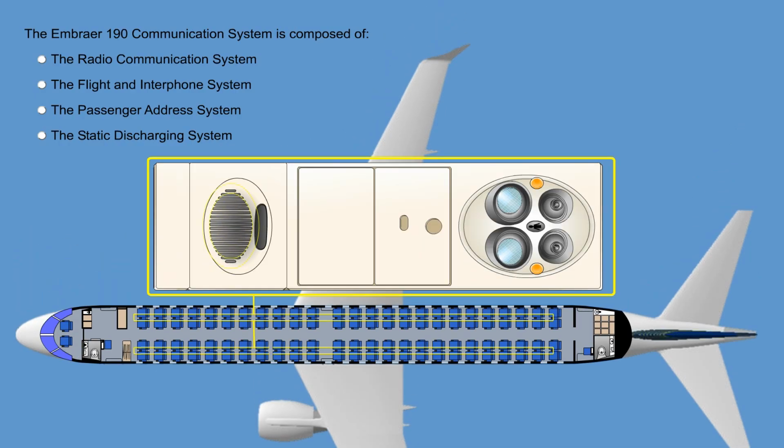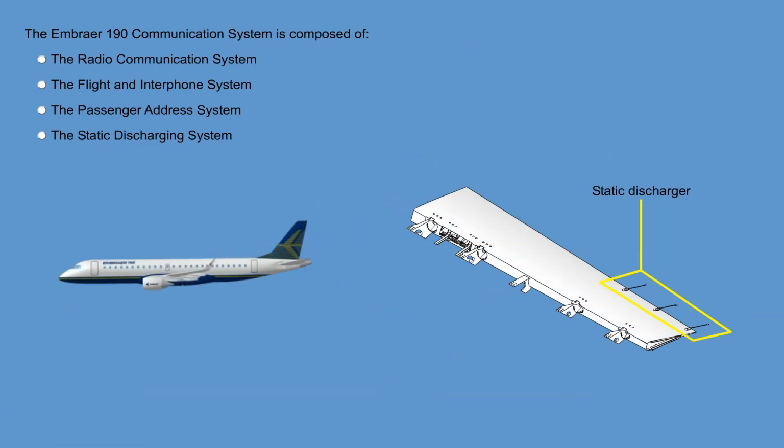The passenger address system provides a means for the cockpit and cabin crews to make live announcements and to play pre-recorded announcements via cabin loudspeakers. Static discharging has two purposes: to prevent the dangerous effects of lightning discharge on the airframe, and to decrease the interference static electricity causes to radio communications.